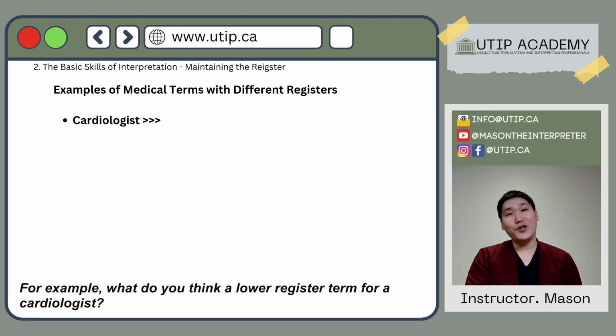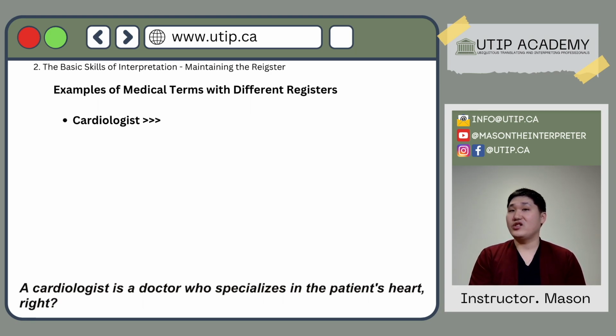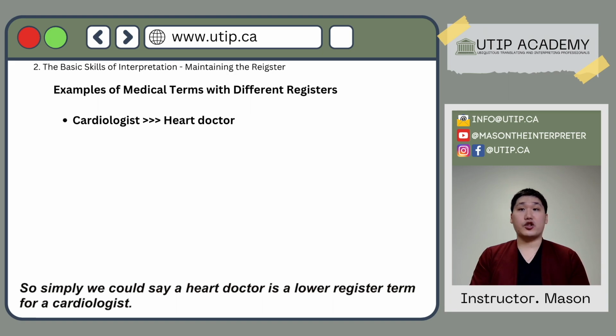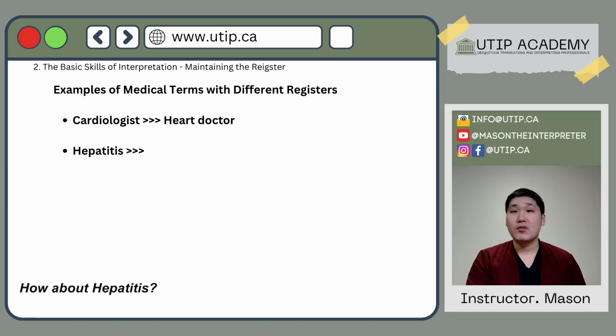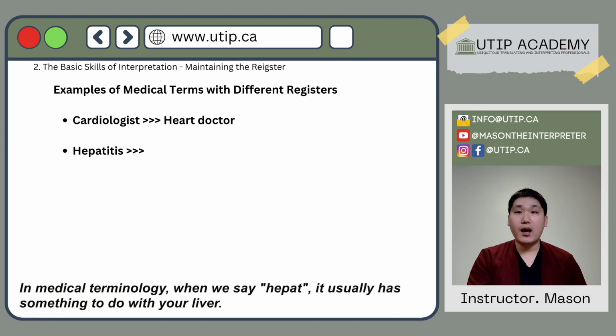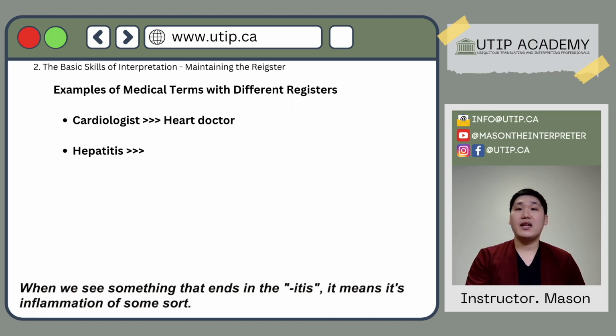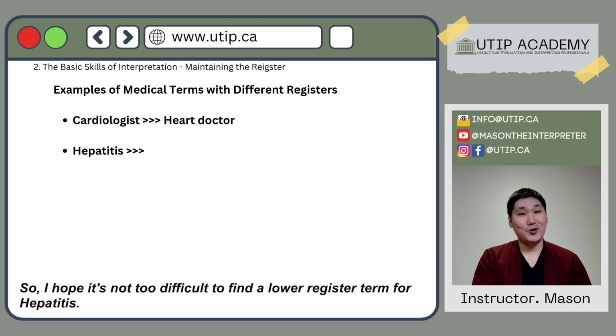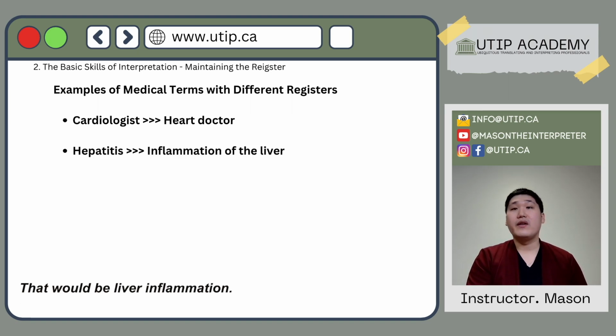For example, what do you think a lower register term for a cardiologist is? A cardiologist is a doctor who specializes in the patient's heart, right? So simply, we could say a heart doctor is a lower register term for a cardiologist. How about hepatitis? In medical terminology, when we say hepa, it usually has something to do with your liver. When we see something that ends in itis, it means it's inflammation of some sort. So I hope it's not too difficult to find the lower register term for hepatitis. That would be liver inflammation.